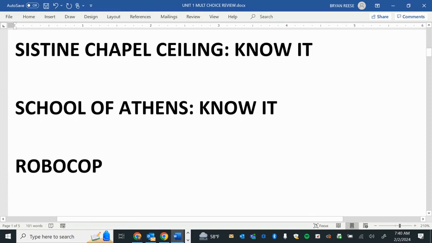The Sistine Chapel ceiling, you should know it. I talked at length about the Sistine Chapel ceiling. So, to be fair on this one, there's two questions about the Sistine Chapel ceiling. One is about making the Sistine Chapel ceiling, and the other question is about what it's about, to be fair to you guys, because there's a lot that I talked about.